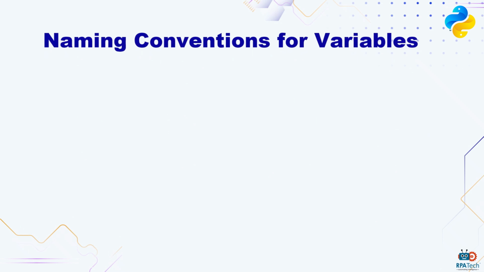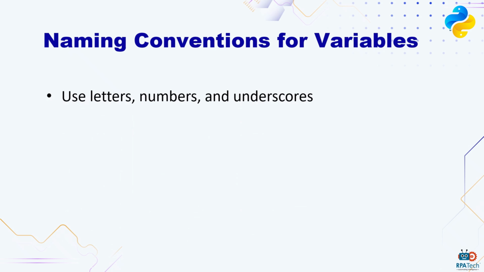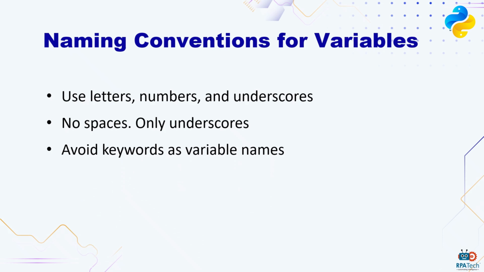Python has some simple naming rules and conventions you should follow. Variable names can contain letters, numbers, and underscores, but they can't start with a number. You can't use spaces. Use underscores instead. For example, wallet_balance. Avoid using Python keywords like class, if, or for as variable names.